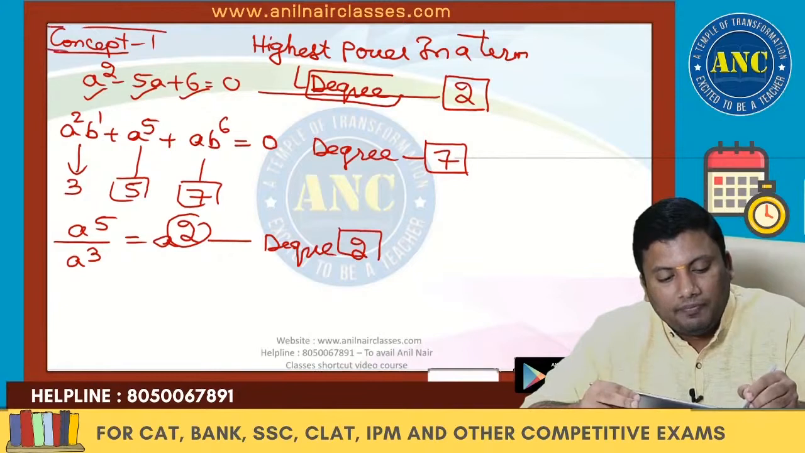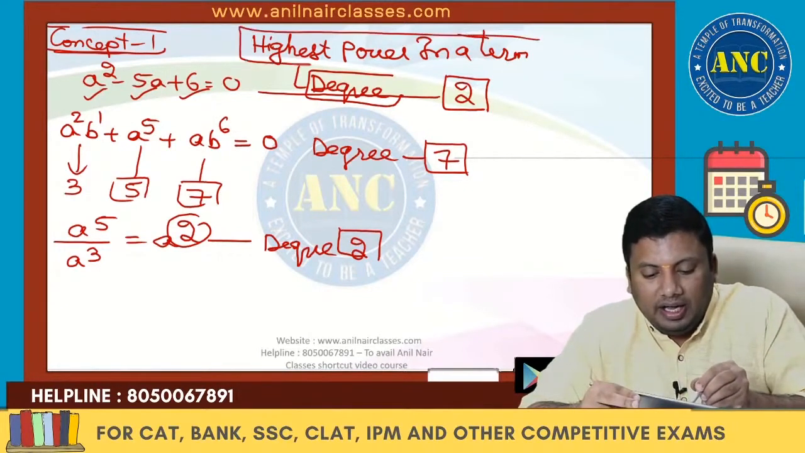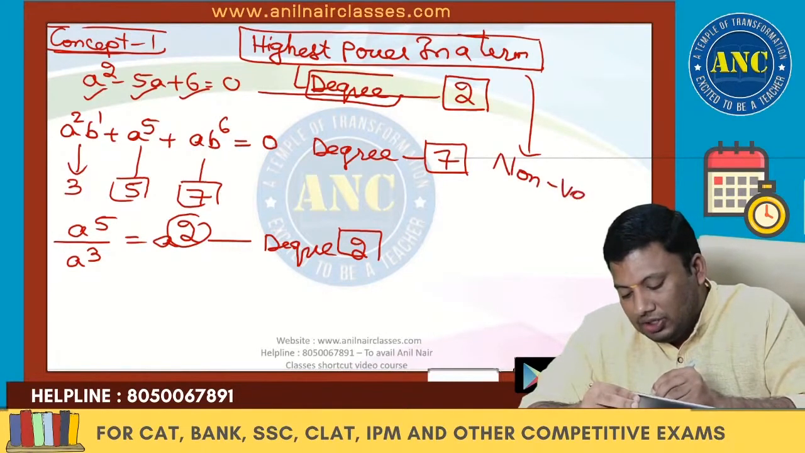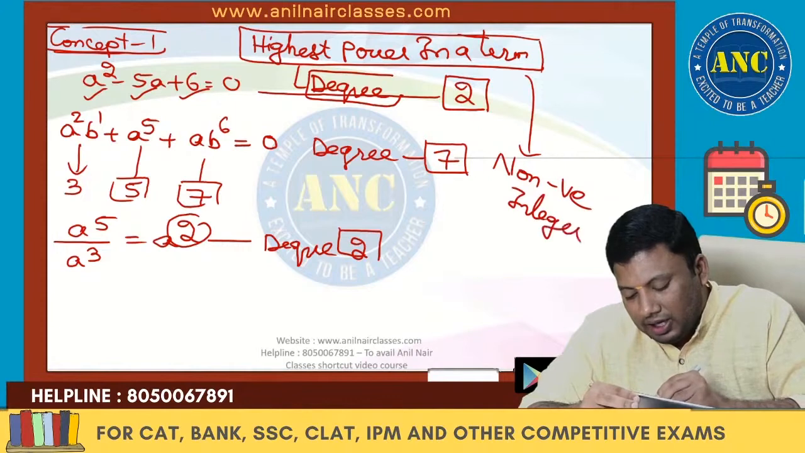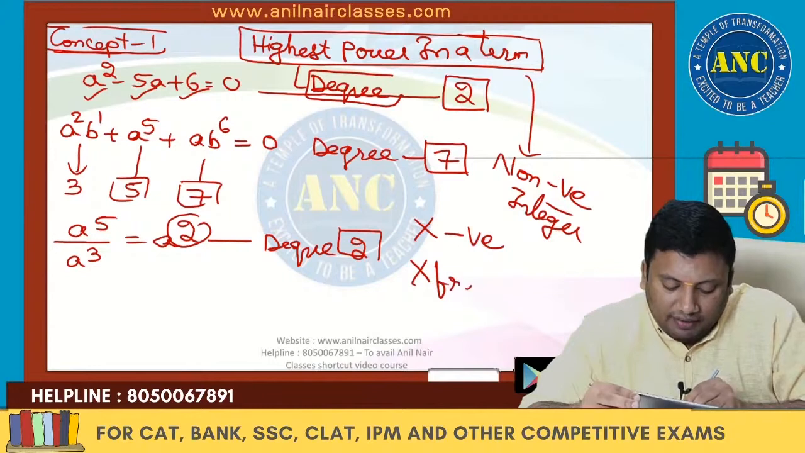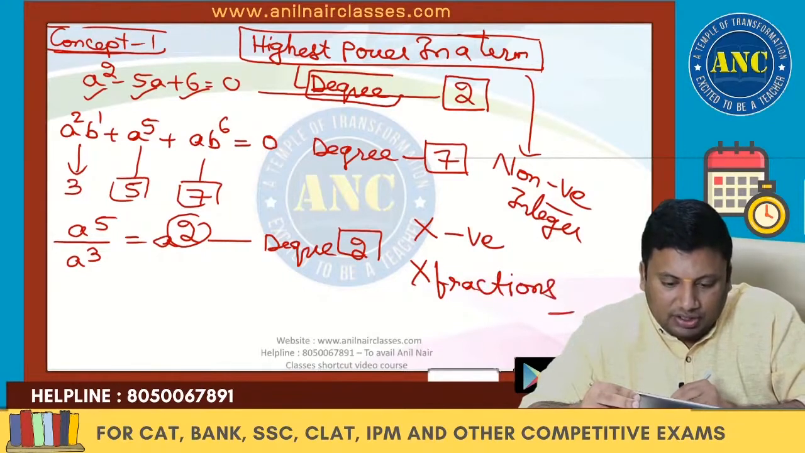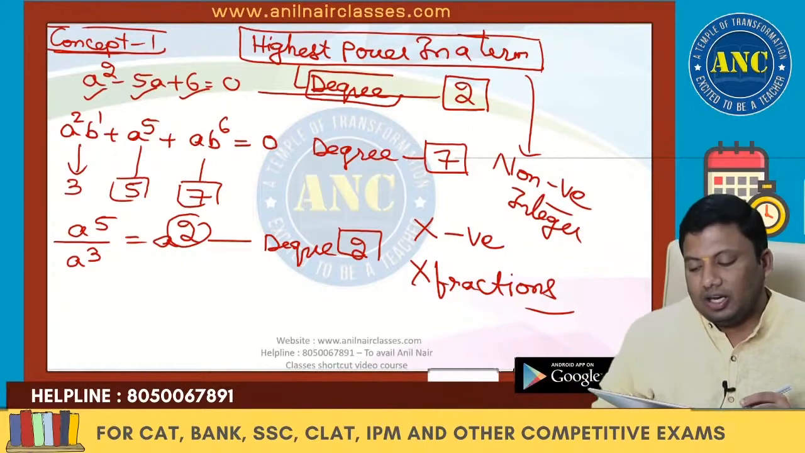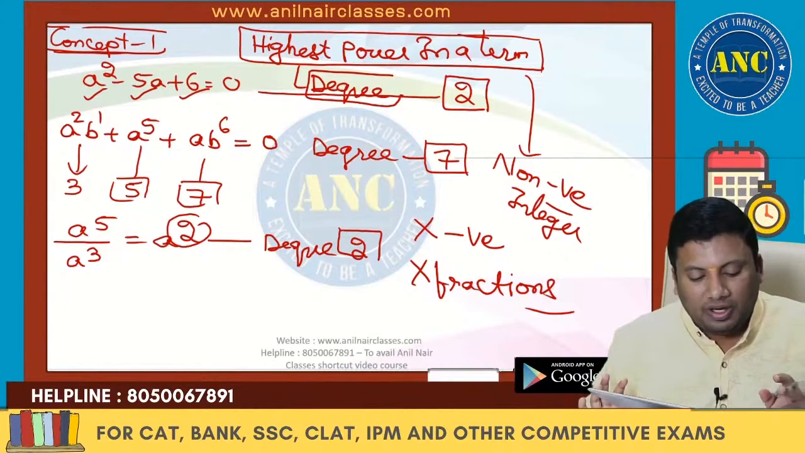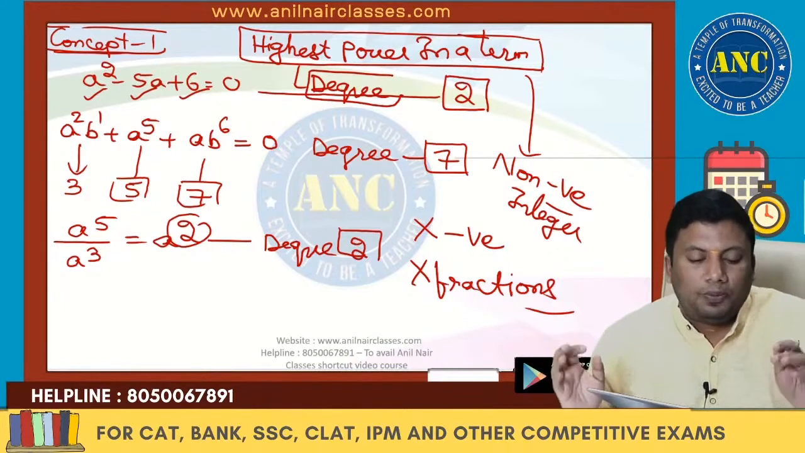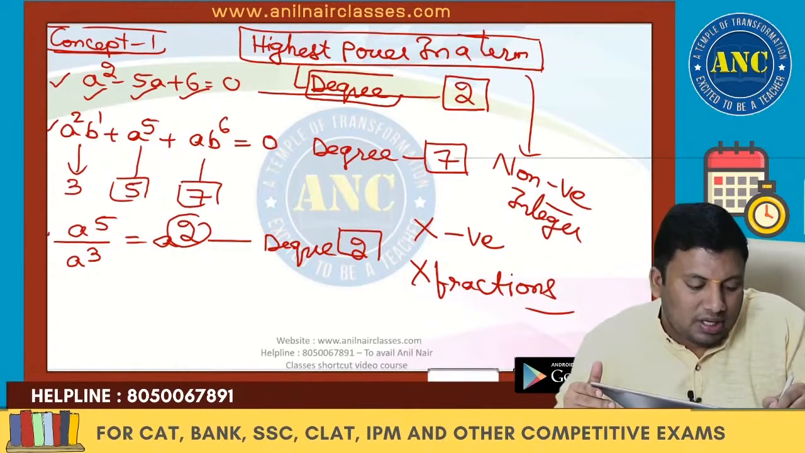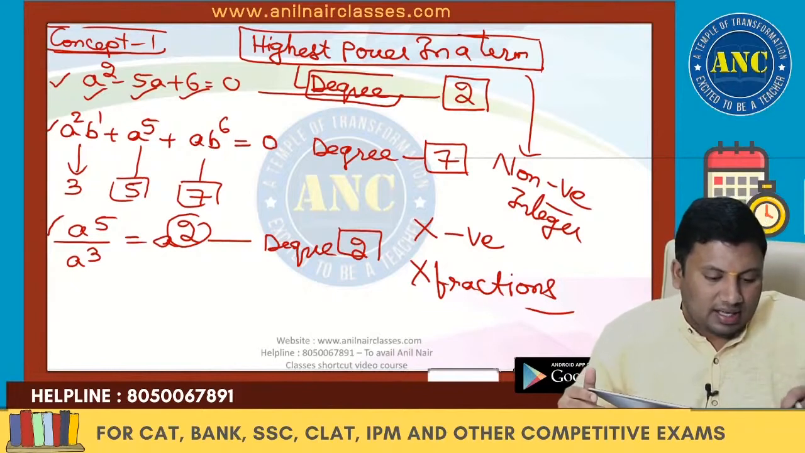Concept number 1. What is the definition of a degree? Highest power in a term. This is nothing but a non-negative integer. It cannot take negative values. It cannot take fractions. Highest power is nothing but a non-negative integer. A power 5 by a power 3 is nothing but a square. I hope the definition of degree in terms of one variable, in terms of 2 variables, in terms of division, I hope it is clear. Now let us see.